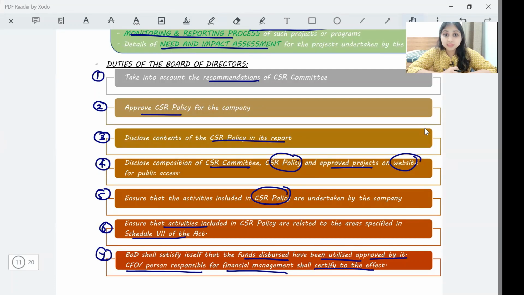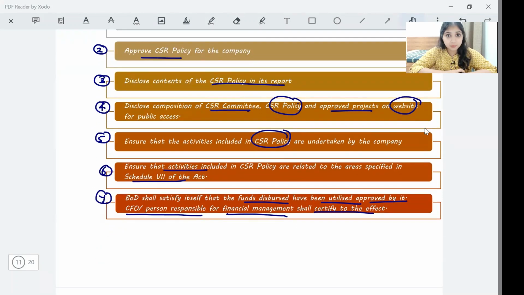Number two, approve the CSR policy for the company. Number three, disclose the CSR policy of the company in the board report. Number four, disclose who the members of the CSR committee are, what the CSR policy is, and what CSR projects we are going to do. Disclose all this on the website. Number five, ensure that whatever CSR activities the company is doing are as per the CSR policy. Number six, ensure that these activities are as per Schedule 7 of the Act.